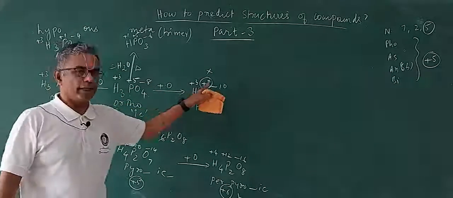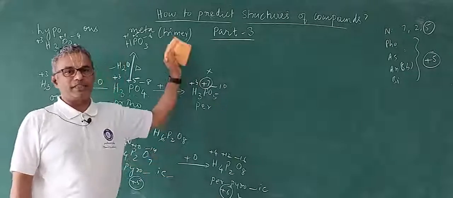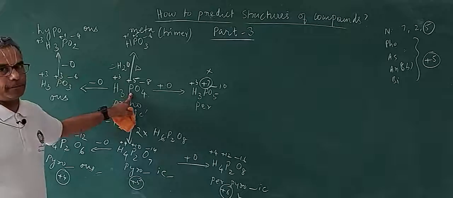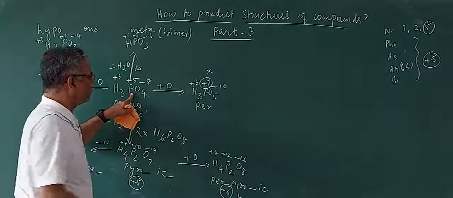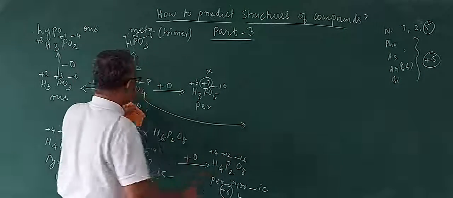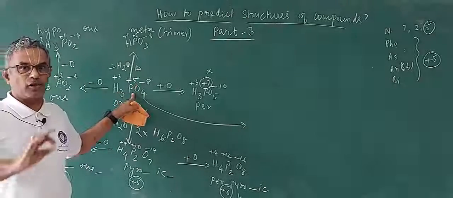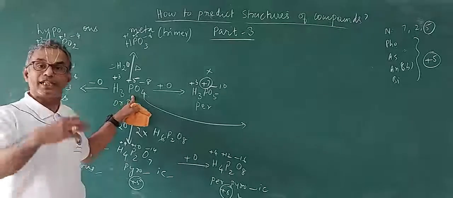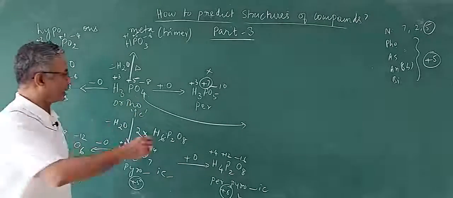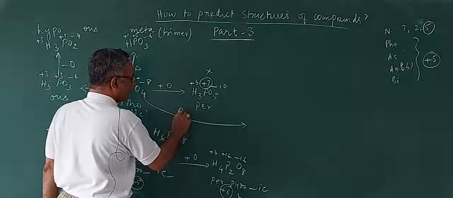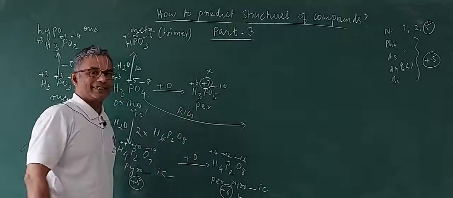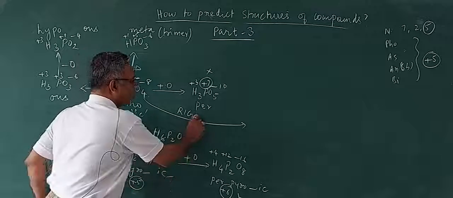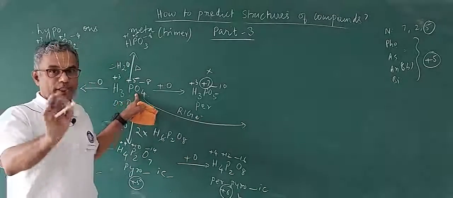Now, before going into the structures of these compounds, let us see the properties of these compounds. Now, if you look at this plus 5, this phosphorus has lost all the 5 electrons from its valence shell. That means it cannot lose any more electrons. Therefore, it can only gain electrons. When it gains electrons, it is reduction. Reduction is gaining electrons. So, this can only undergo reduction.